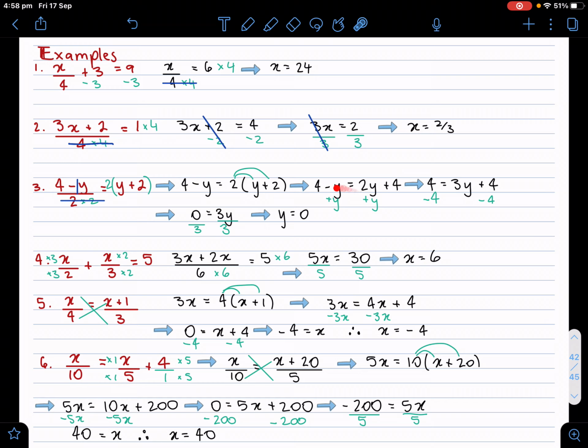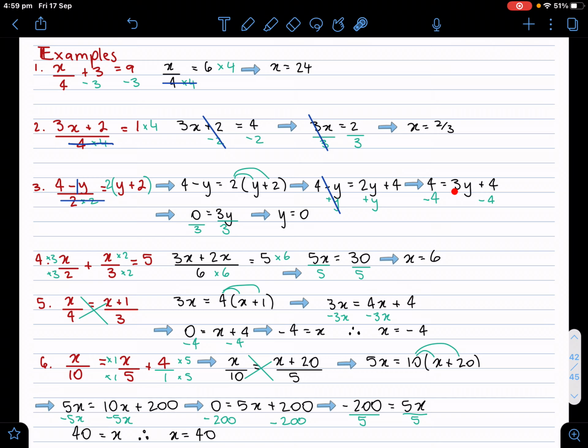Now I have pronumerals on both sides. And remember, the easiest thing is to take the smallest value across. Negative 1 is smaller than 2. So I'm going to take minus 1 times y across. Minus 1y, the opposite is plus 1y. So I do that on both sides. Now that eliminates this. So now I'm left with 4 equals 3y plus 4.